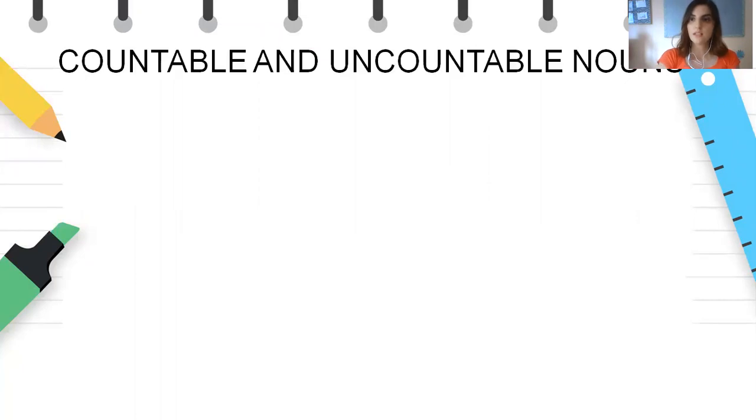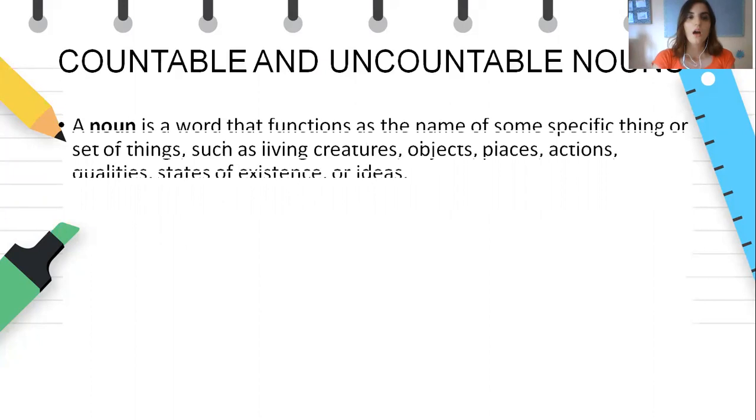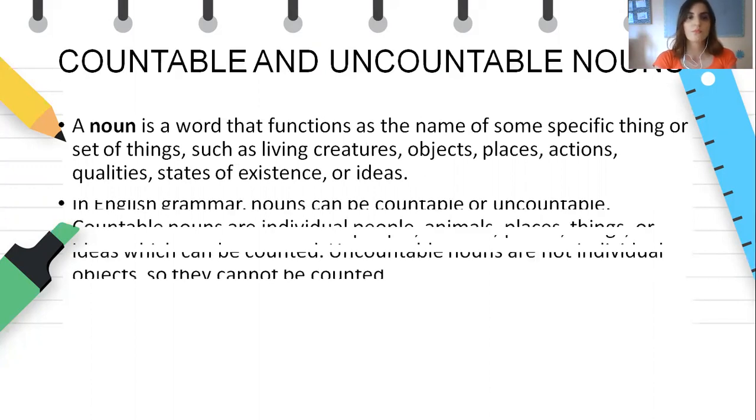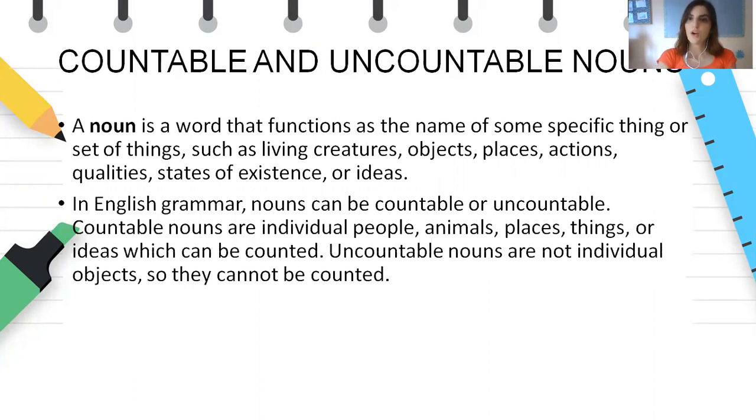First, let's see what a noun is. A noun is a word that functions as the name of some specific thing or set of things, such as living creatures, objects, places, actions, qualities, states of existence, or ideas. In English grammar, nouns can be countable or uncountable.